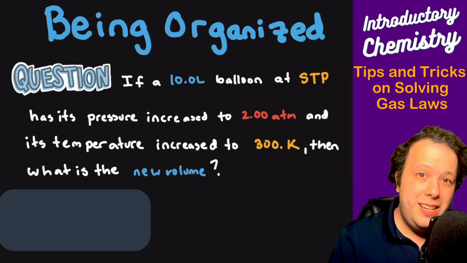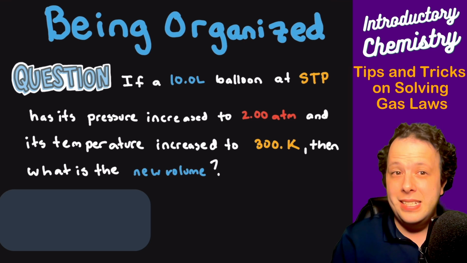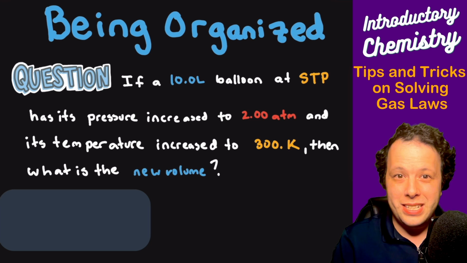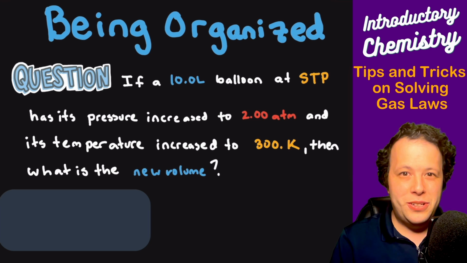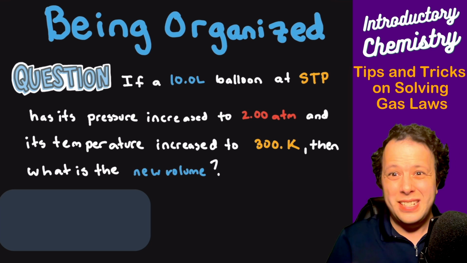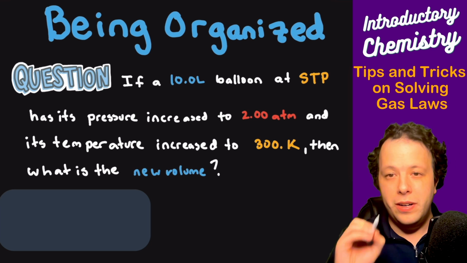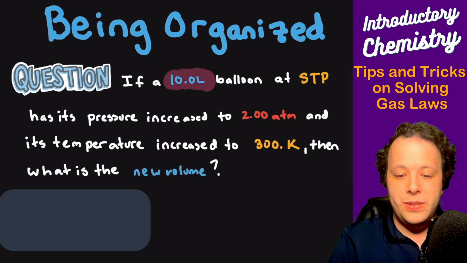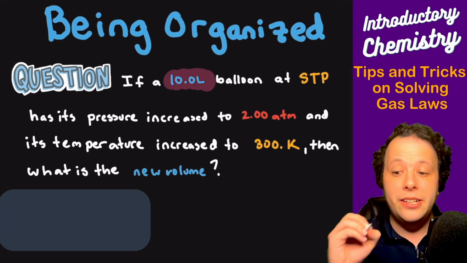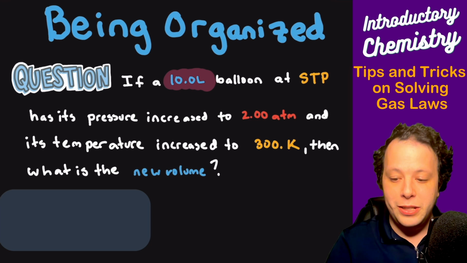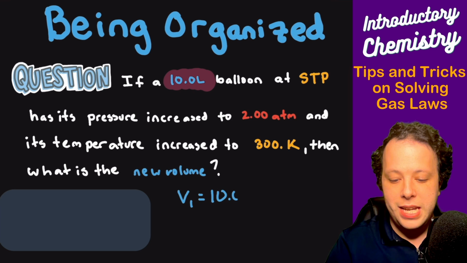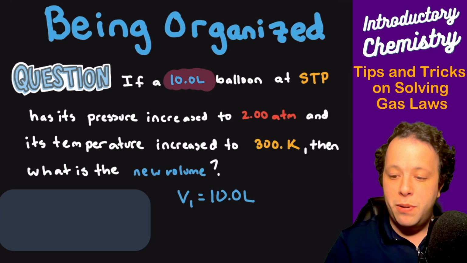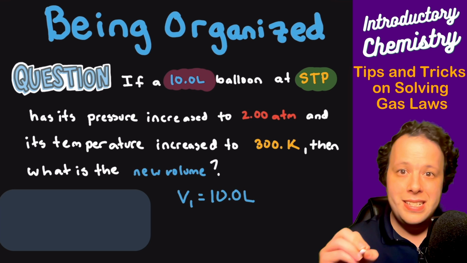Well, it says if a 10-liter balloon at STP has its pressure increased to 2 atmospheres and its temperature is increased to 300 Kelvin, then what is the new volume? Now, looking at this problem, that is a lot to unpack. So let's take a look at what is here. The first term says a 10-liter balloon. Liter is a volume. So the first thing we want to do is write down our volume, which we have as 10 liters.